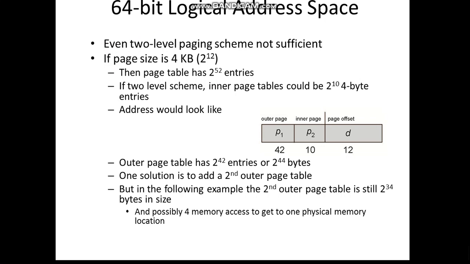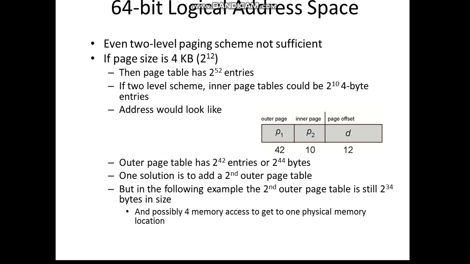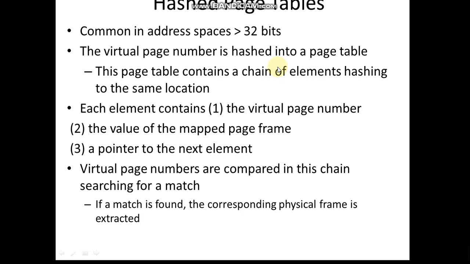If it is a 64-bit logical address, this is the way it is broken into, as you can observe: 42 plus 10 plus 12. A 3-level paging scheme can also be varied as 32, 10, 10 and 12 in the case of 3-level, and this is for 2-level.